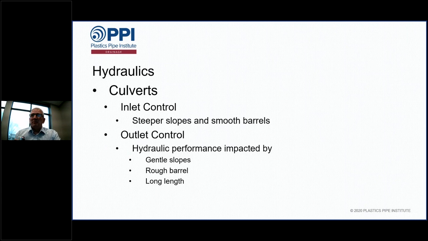In general, I always talk in general terms. I hate to get too specific, but inlet control is on steeper slopes and smooth barrels, and outlet control is on gentle slopes, rough barrels, or long lengths of pipe. And there's no number. Every time I give a presentation, somebody says, well, what are the numbers? When does it switch? I can't tell you that because it depends on a lot of different factors involved in the hydraulics. But in general, the flatter slopes end up in outlet control.